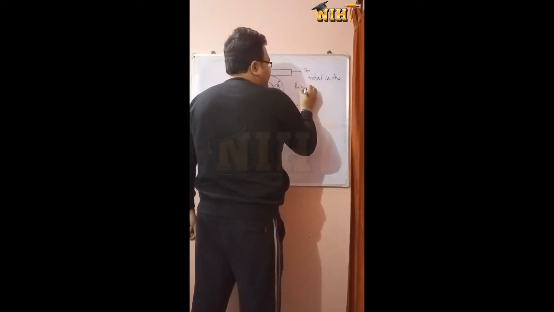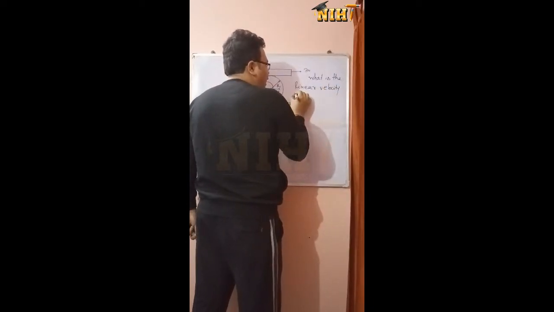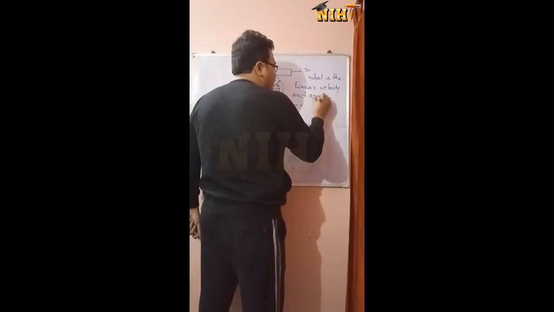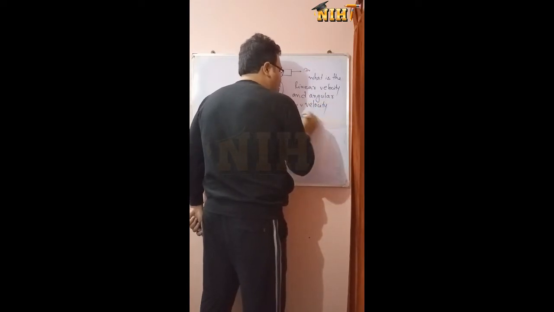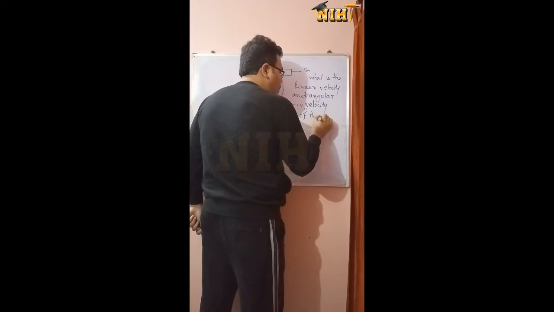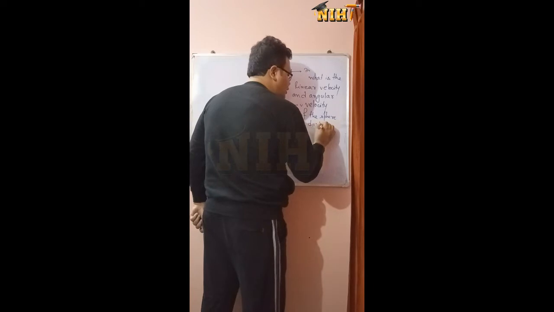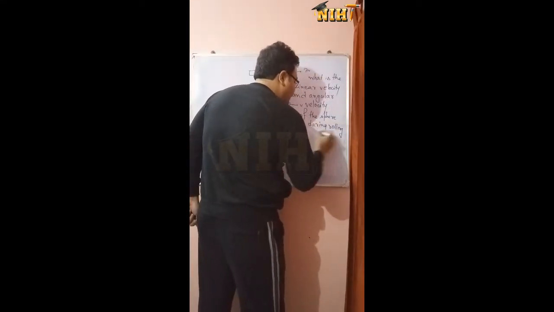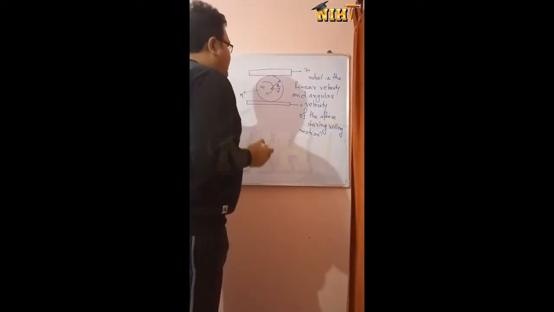the linear velocity and the angular velocity of this sphere during rolling motion. Now this is the question.